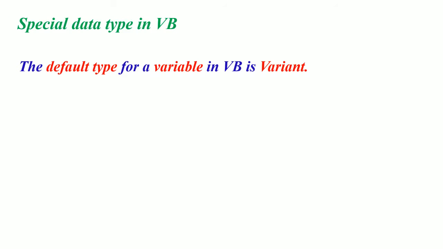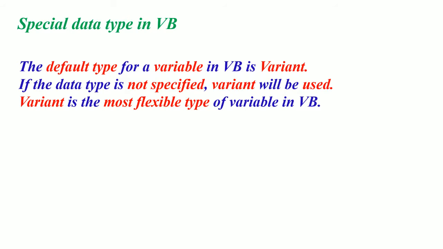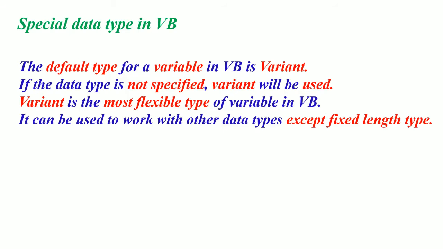Now we are going to learn a special data type in VBE. What is the name of the special data type? Variant. The default type for a variable in VBE is variant. If the data type is not specified in VB programming, by default VB assumes the data type of that variable is variant. So variant is called the most flexible type of variable in VB.